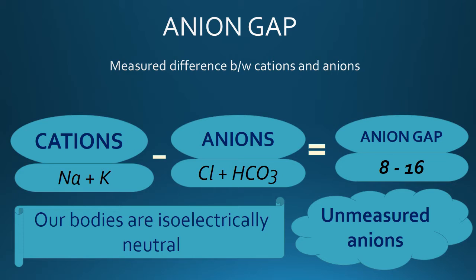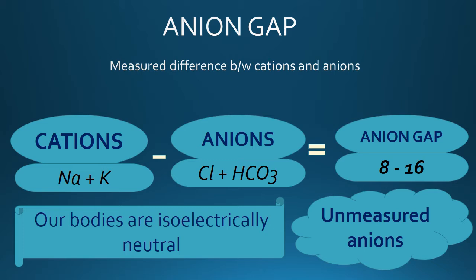But when we measure the cations and anions, we only measure those which are very easy to measure, like sodium and potassium for the cations, and chloride and bicarbonate for the anions. When we take their difference, there is a measured difference that is normally 8 to 16, and that is what we call the anion gap. It only appears because of the unmeasured anions, which are not possible for us to measure, like phosphates, sulfates and the charged proteins. It is very expensive to take all those investigations.